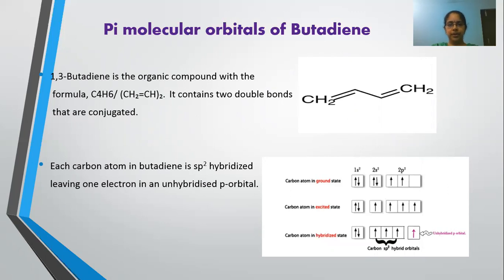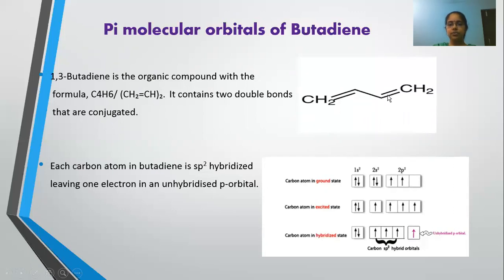So 1,3-butadiene is the organic compound having the molecular formula C4H6, which has the composition CH2=CH, whole taken twice. Butadiene has this structure of CH2=CH, whole taken twice, where the double bonds are located at the first carbon atom and at the third carbon atom.